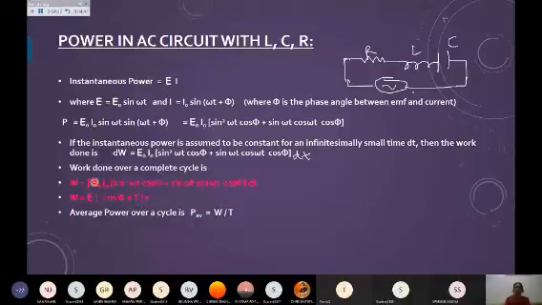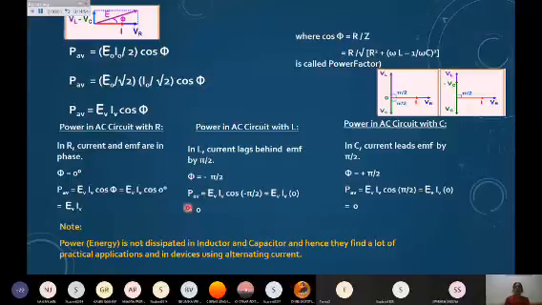So I can write this value in terms of the RMS values of E and I. Because the formula I have got for average power is E naught I naught divided by 2 cos phi, I can write it as E naught by root 2 into I naught by root 2 cos phi. It will give me the same result. And this I can write as E RMS or E V. We say RMS or virtual or effective value, the meaning is the same. So average power is given by E V I V cos phi.